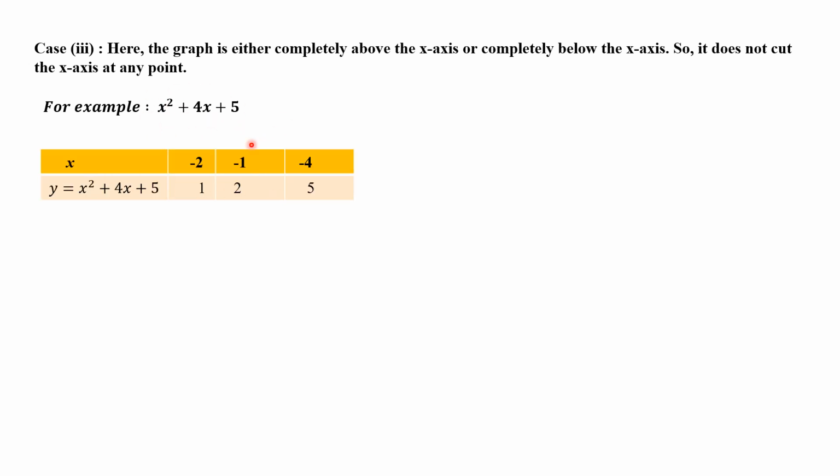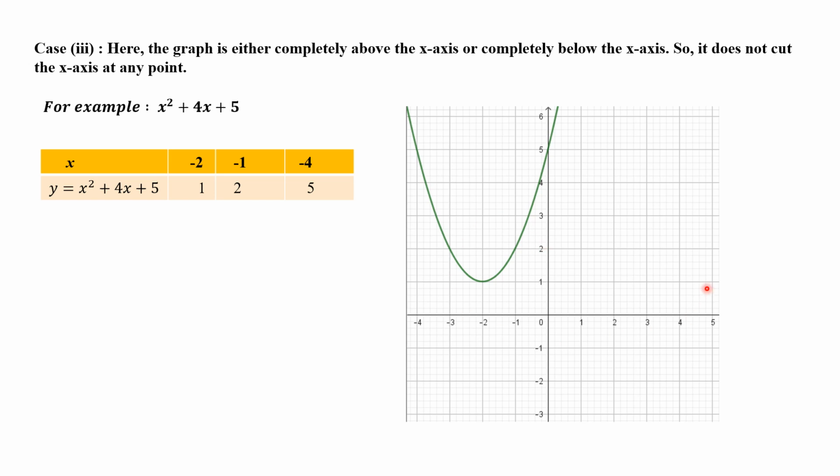Now I'm going to explain this by taking one example. Suppose my quadratic polynomial is x square plus 4x plus 5, and I'm going to plot the table for it for different values of x. So when x is minus 2, this polynomial value is 1. When x is minus 1, it is 2. When x is minus 4, it is 5. Okay, and when I plotted the graph for this, I have got something like this.